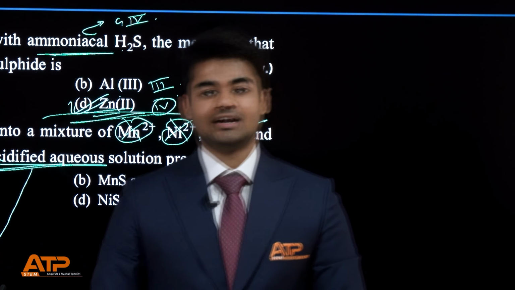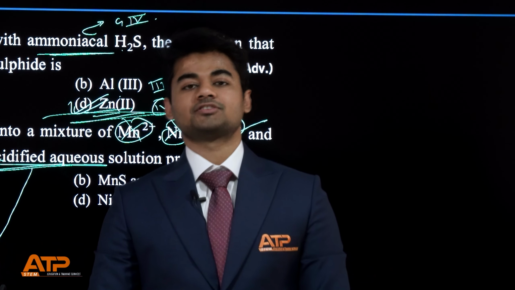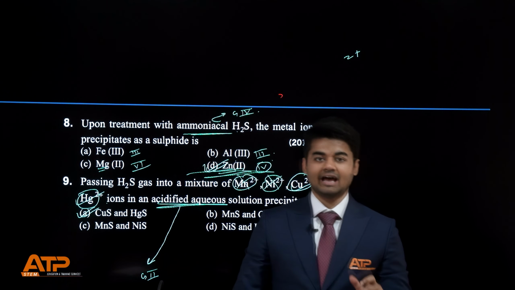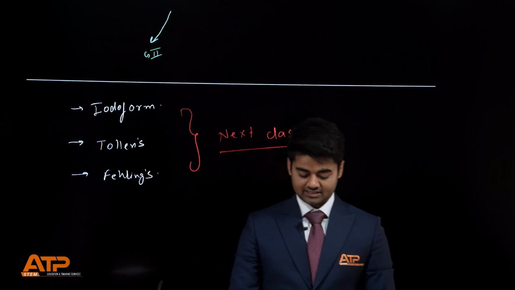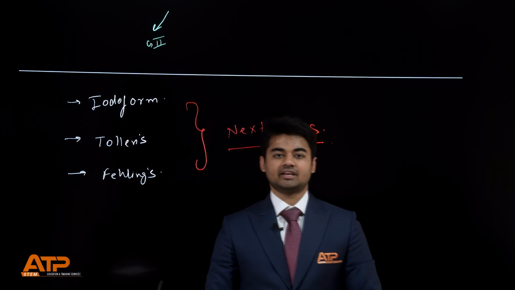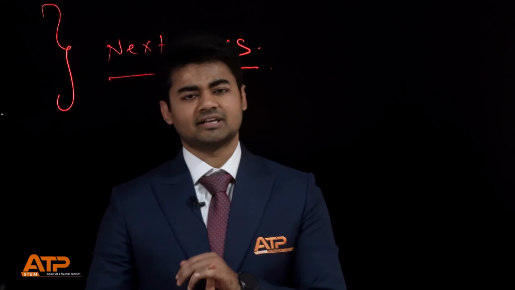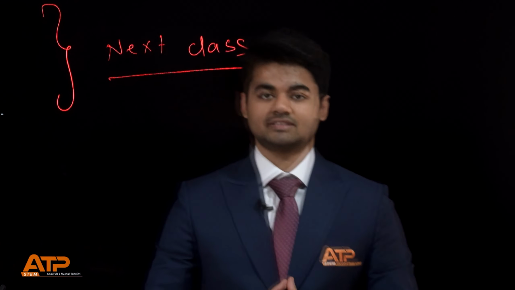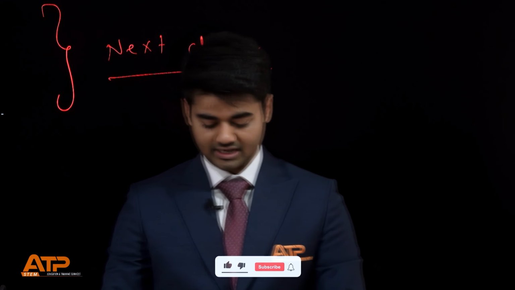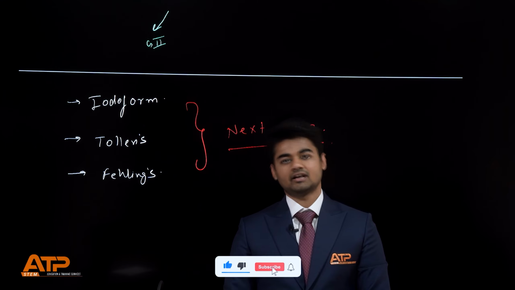So we will conclude our discussion for this video. In the next video, we will be starting with organic analysis through different tests, and these 3 tests we will be taking are iodoform, Tollens and Fehling's. These are 3 important and frequently asked tests for aldehydes, ketones and carboxylic acids. So let's deal with that in the next video.